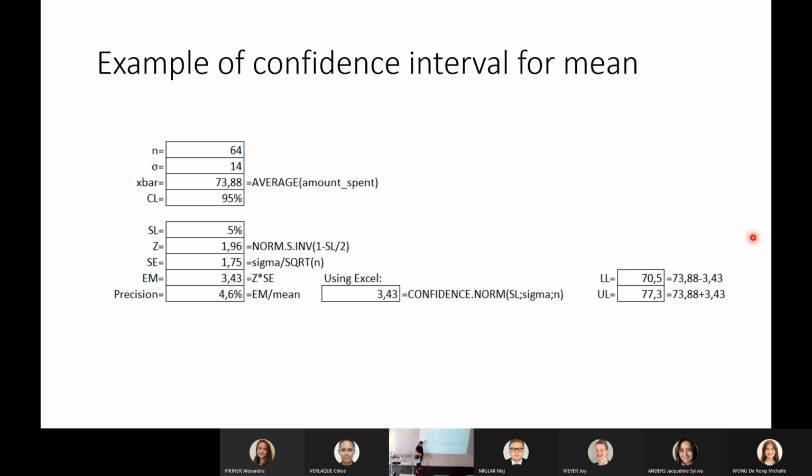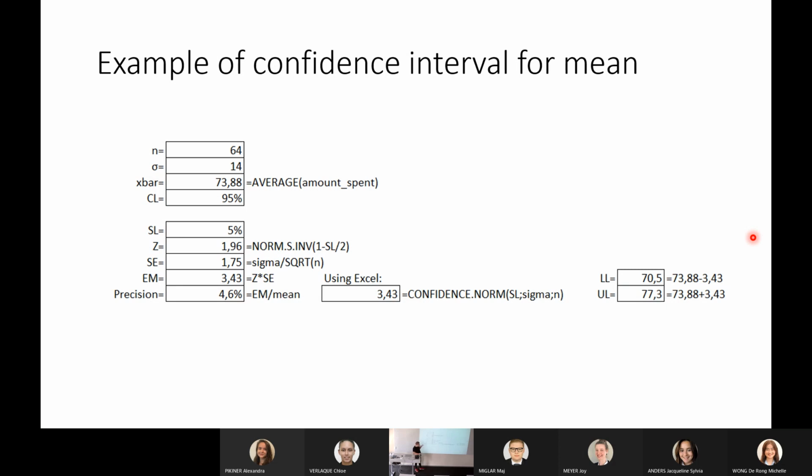What does this mean in reality? First, I always suggest you also prepare a pre-programmed Excel file for the exam, because it goes much easier then. There are some spaces that need to be filled. Here we have the sample size, and the standard deviation, which was given in this case because we are using the Z distribution. So standard deviation must be given. We have X bar, just the average of the sample, for instance the amount spent here, and we have a confidence level of 95, leading to a significance level of 5%. How did we calculate the Z?